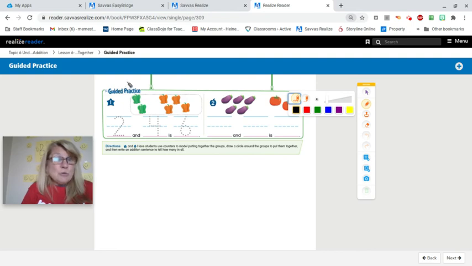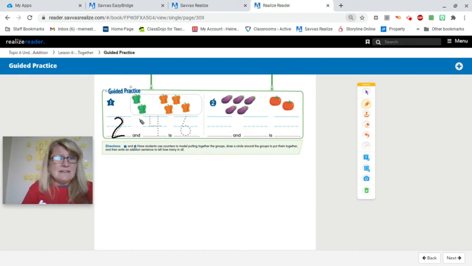It looks like 2 green peppers. So we're going to make our number 2 here. And we know instead of "and," we can just make a plus. The plus is kind of like an "and." We're adding them together. 1, 2, 3, 4. There are 4 orange peppers. And all together, 2 plus 4 equals 6.